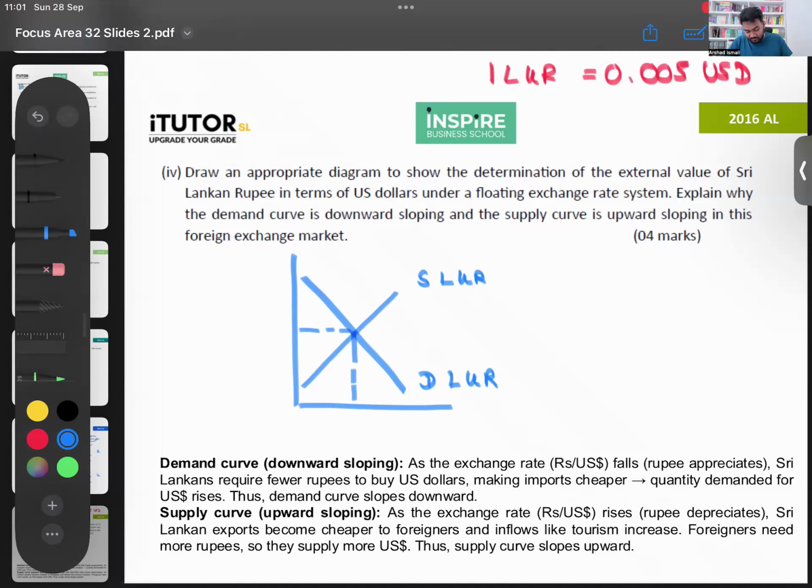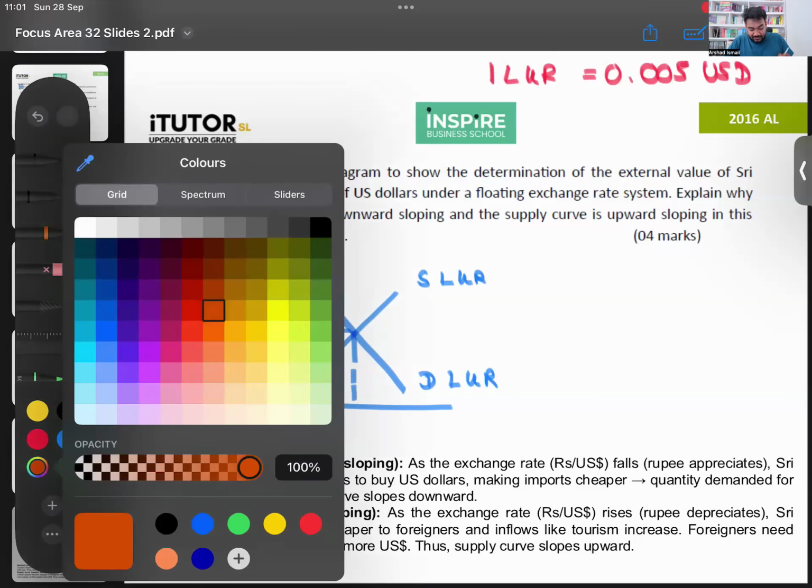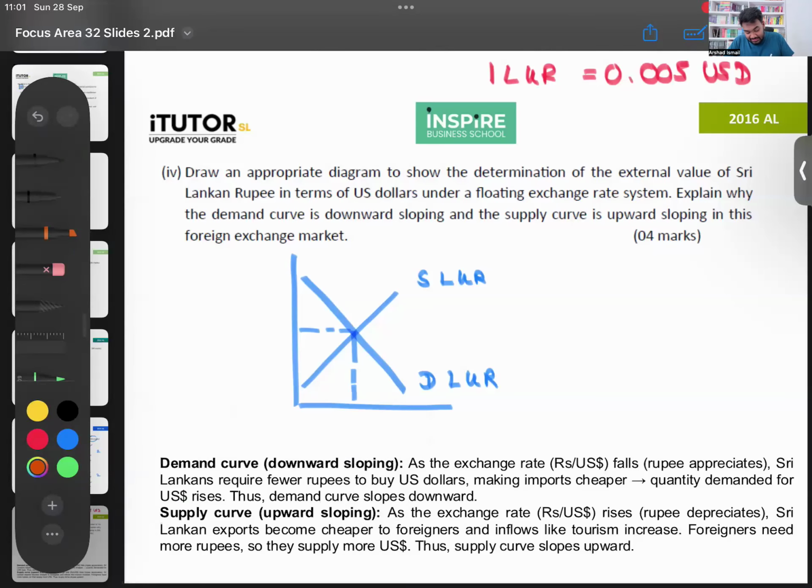And then this is your 1 LKR equals how much US dollars. So let's say 1 LKR is 0.005, like we had in the MCQ, I'll put that number. And then for quantity, you can put any number. You can just say, let's say X. Okay. Now this is your diagram. This is your exchange rate diagram.